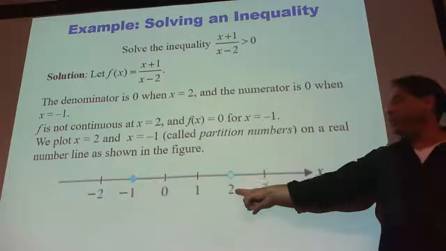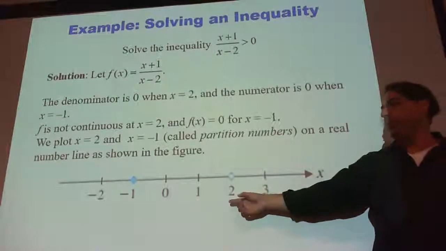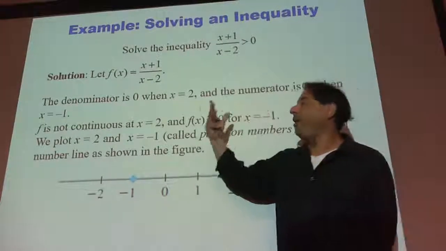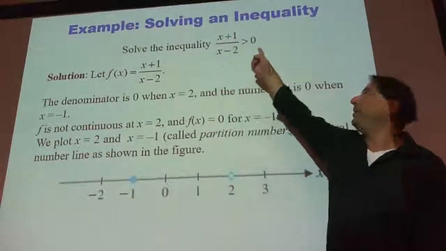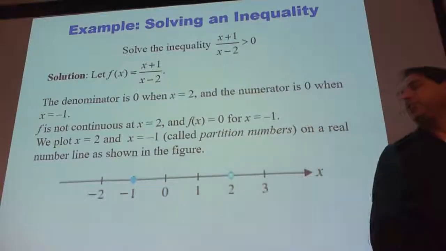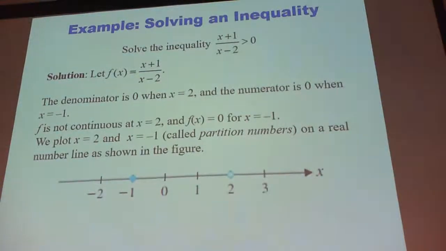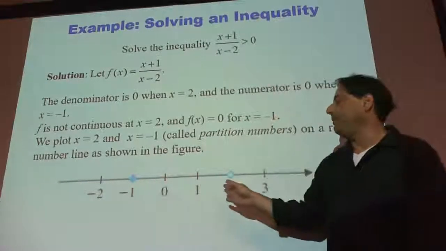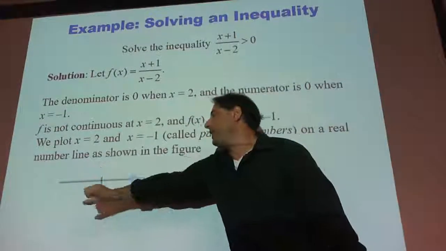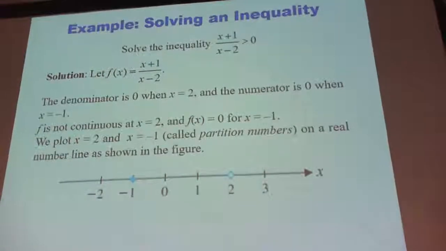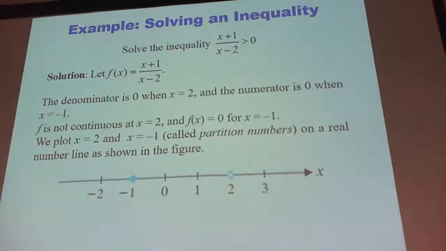Can you plug in 2? Nope. Circle it. Can't be 2. An important number is -1 because it makes the top 0, and yes, you can have -1. A sign chart says, instead of picking numbers at random, I use these as my intervals. I'm going to pick a number over here, over here, and over here, and see what happens.